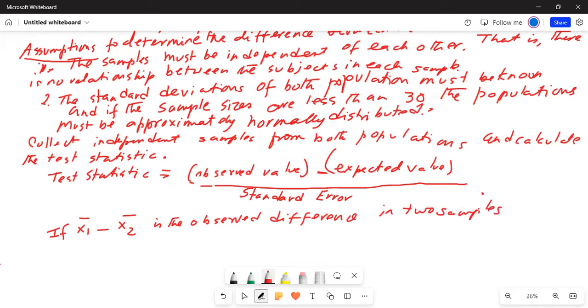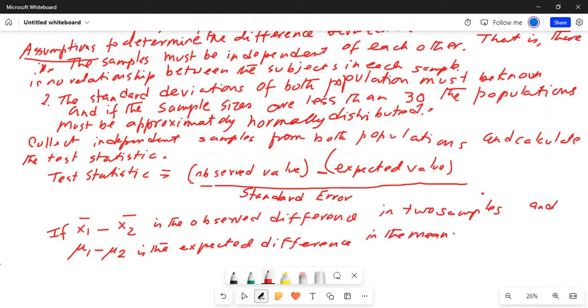And mu1 minus mu2 is the expected difference in the means, the difference in the means of two populations. Okay.